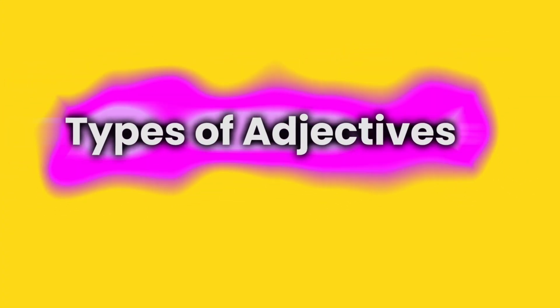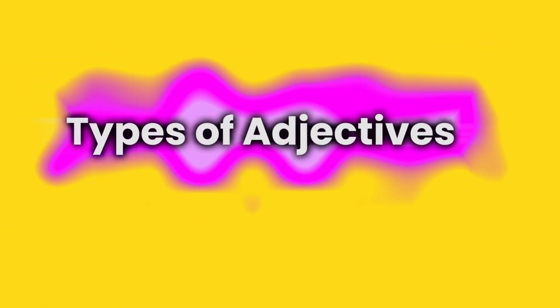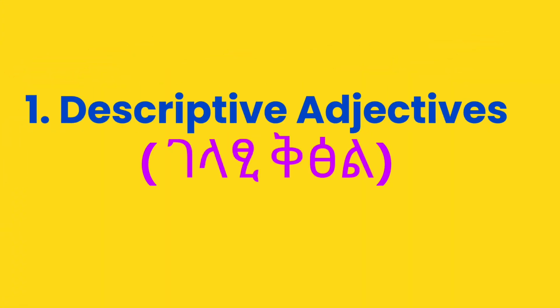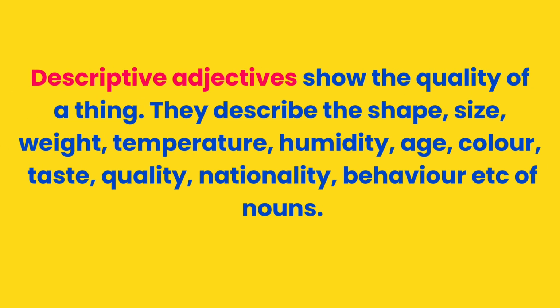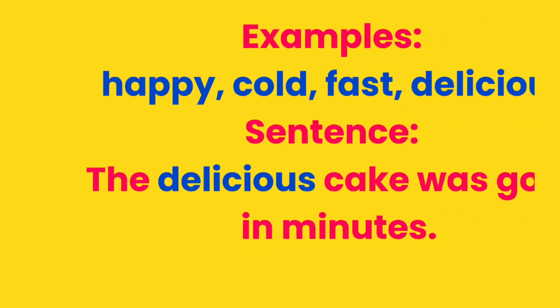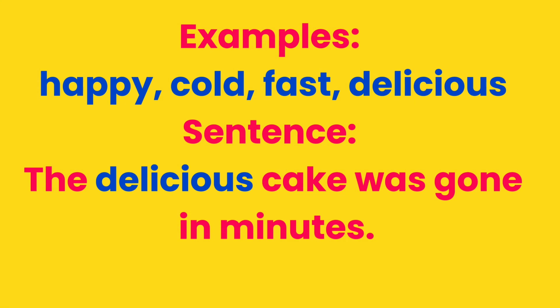Types of adjectives. 1. Descriptive adjectives. Descriptive adjectives show or describe the quality or state of a thing. They describe the shape, size, weight, temperature, humidity, age, color, taste, quality, nationality, behavior, etc. of nouns. Examples: happy, cold, fast, delicious.